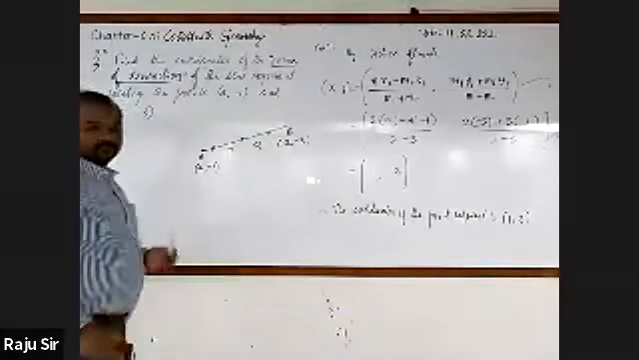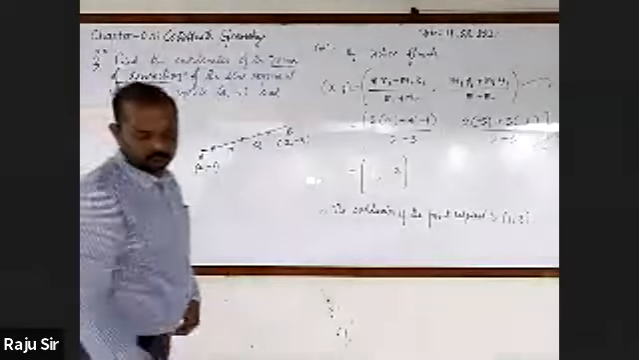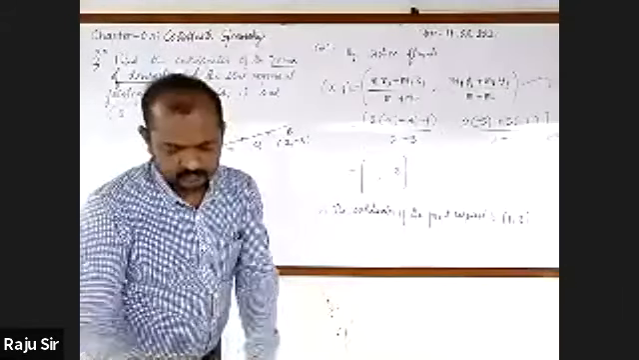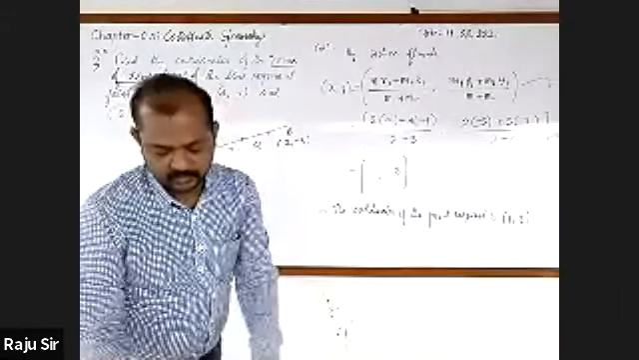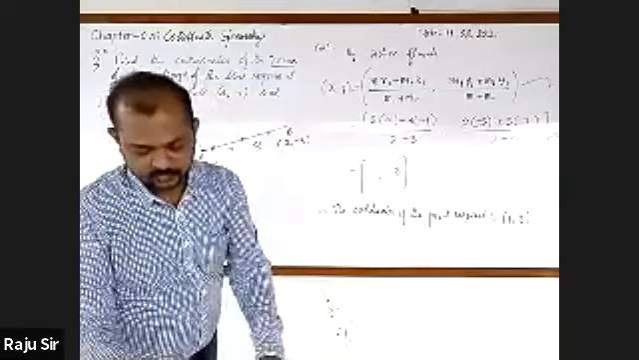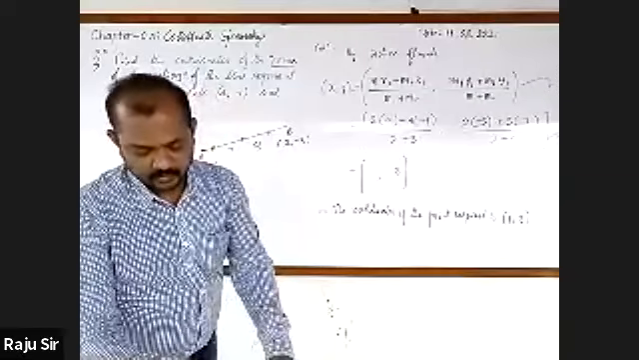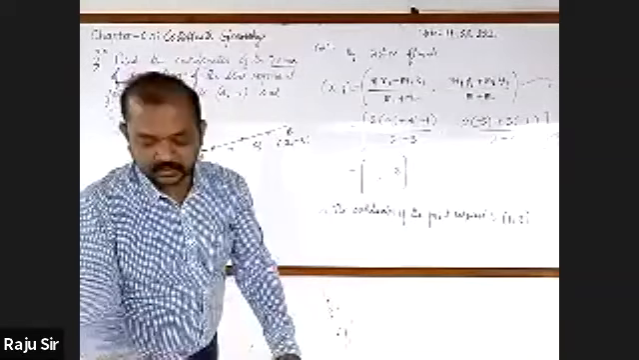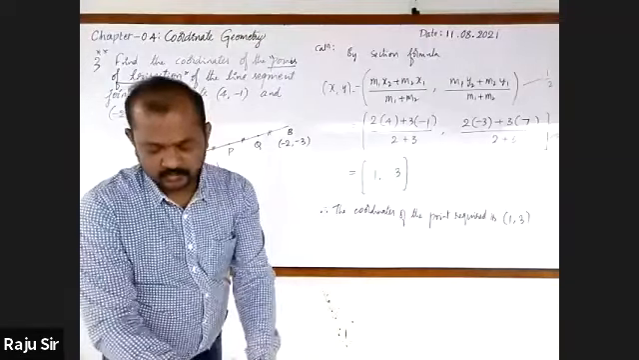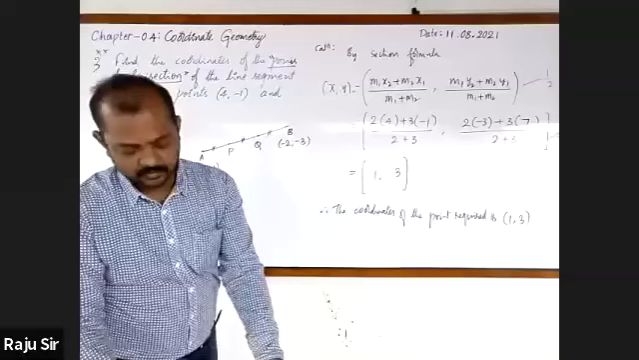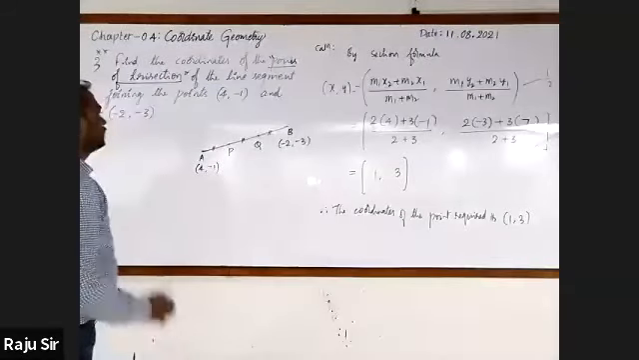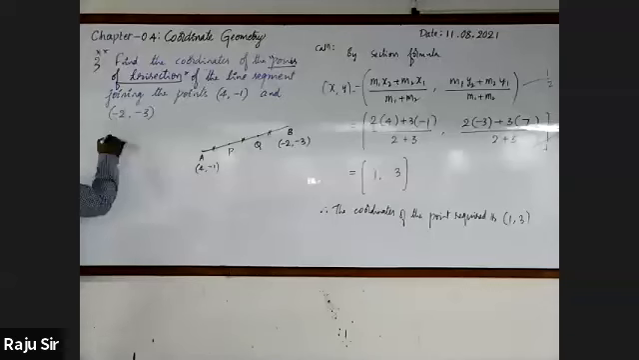Sir, I got the answer as 2, minus 5/3. Wait. Just tell that. 2, minus 5/3, sir. Oh, okay. Another one. You are trying. 0, minus 7. You are right.